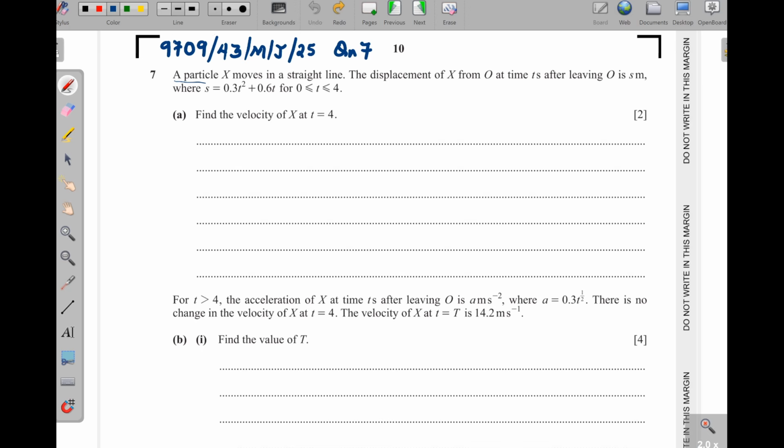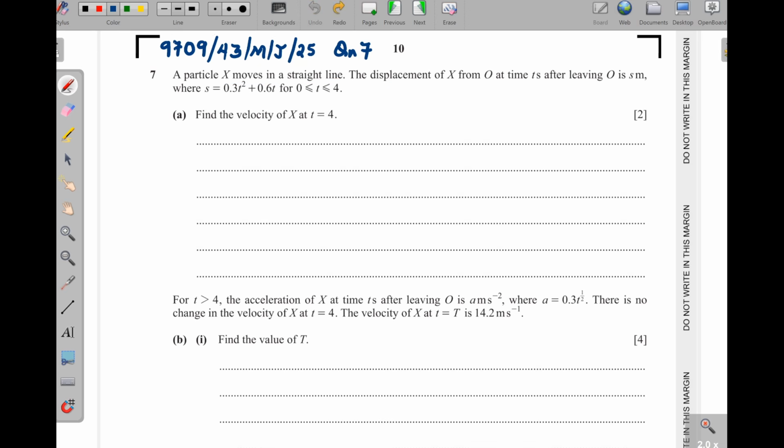A particle x moves in a straight line. The displacement of x from O at t seconds after leaving O is s meters, where s is equal to 0.3 t squared plus 0.6 t for t ranging from 0 to 4. Part A, find the velocity of x.